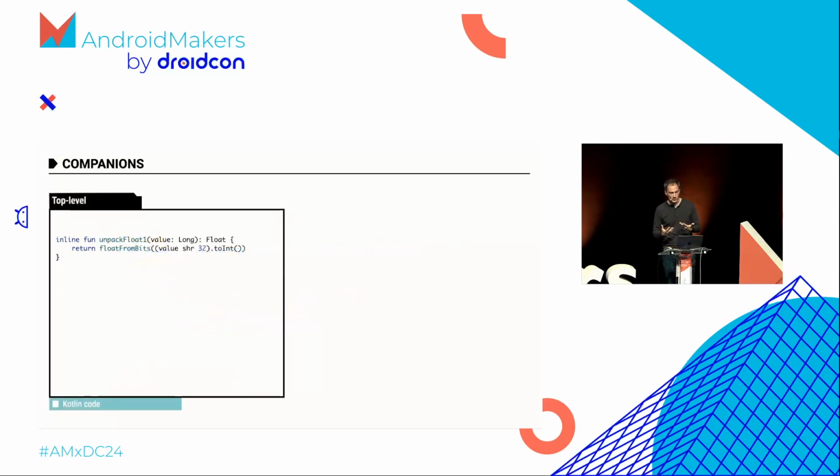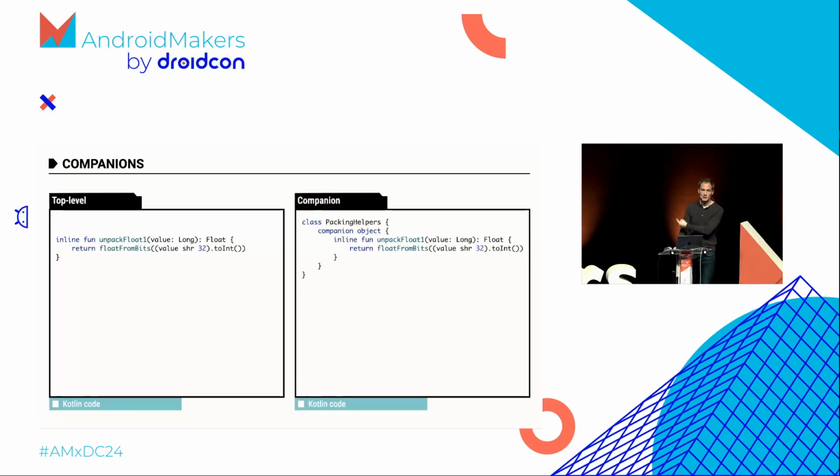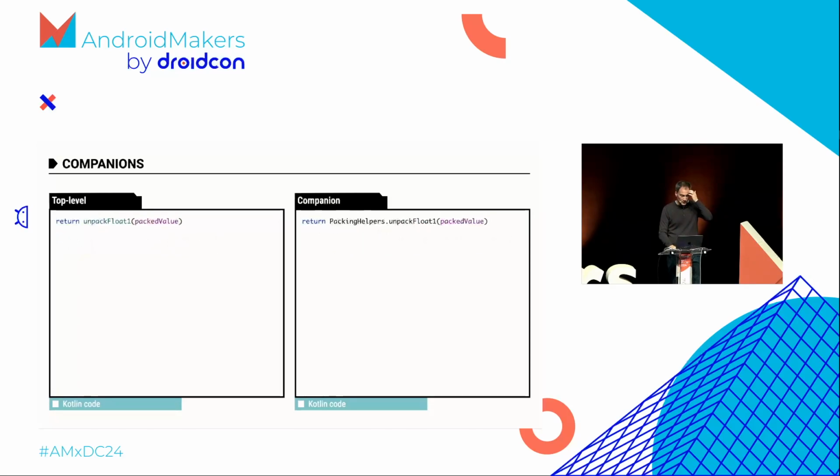So let's look at the implementation. So this is the function, it's inline. It just calls another function. It doesn't do anything very interesting, it doesn't really matter what it does. And here's the same exact thing if we were to use a companion object. So it's the same exact code. All we do is move it to a companion object. At the call site, not very different, right? We call the function, except on the companion object.